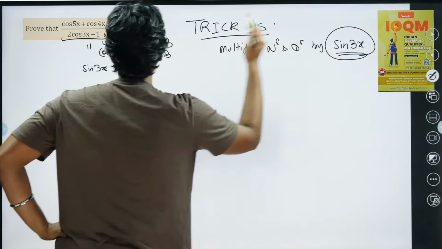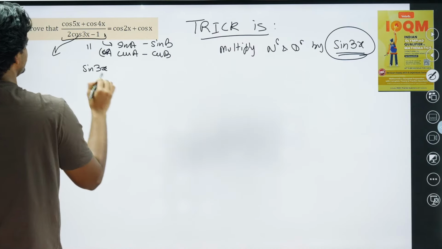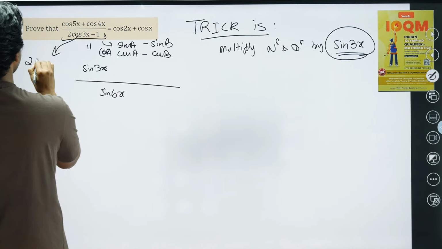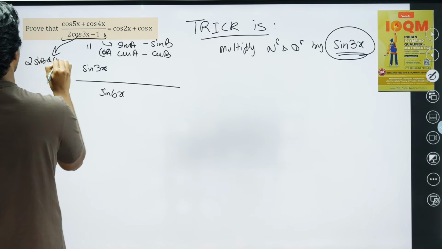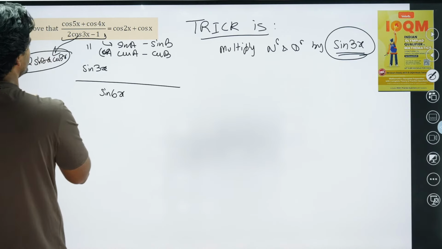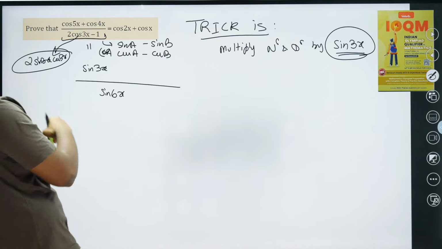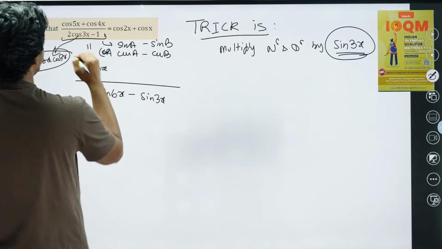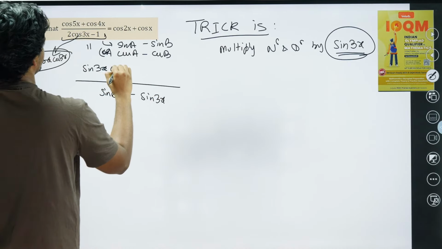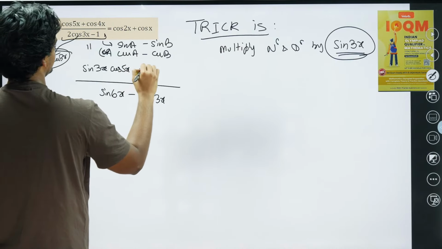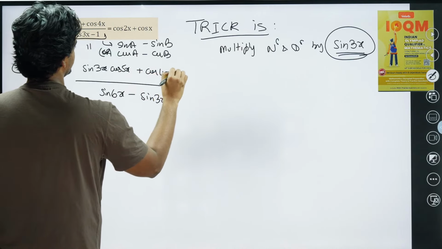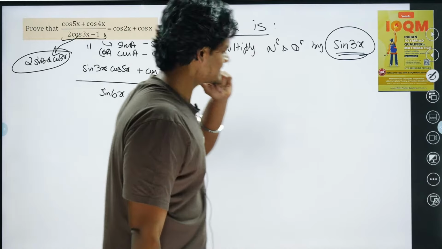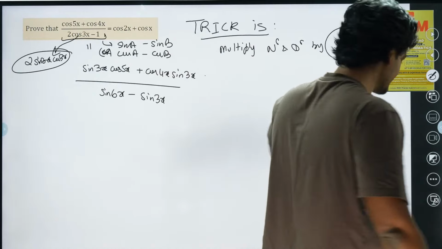But once I multiply by sin 3x, the denominator becomes sin 6x. This is sin 3x cos 3x, right? So this is sin 6x minus sin 3x. The numerator becomes sin 3x cos 5x plus cos 4x sin 3x. Now you can solve this. Now it is solvable.